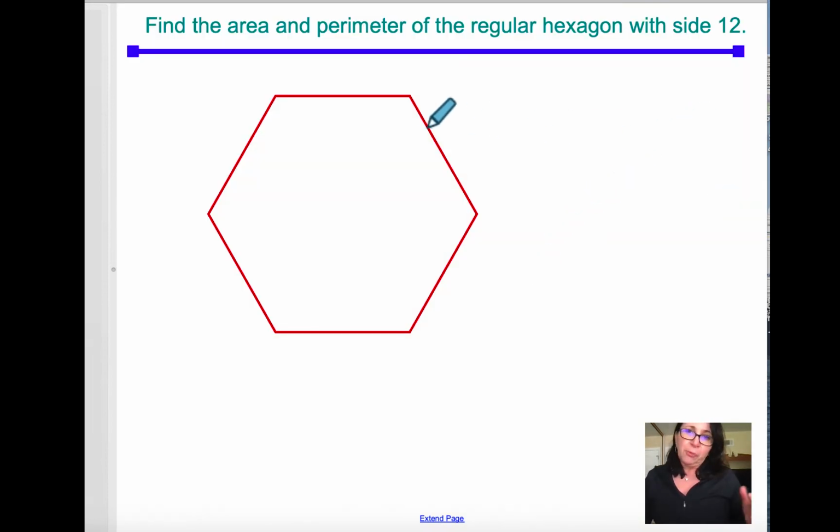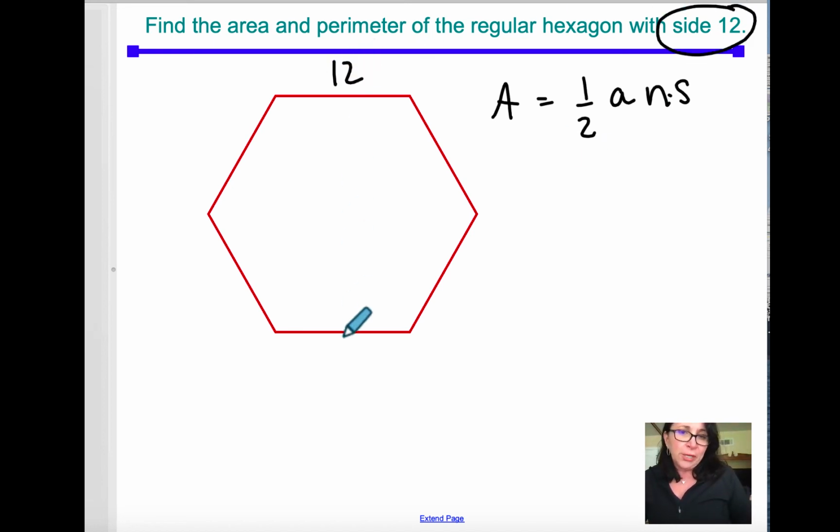For this problem, this is another hexagon problem. I know we love hexagons, right? Again, the area of this hexagon is going to equal 1/2 ANS. A times N times S. We know that one of my sides is 12, which means that when I put my apothem in and bring it straight down, this length is 6.